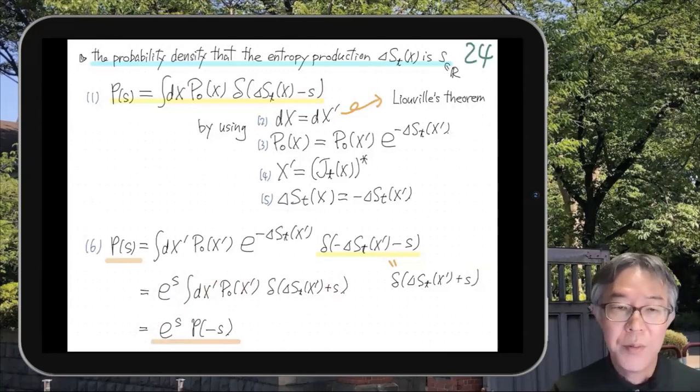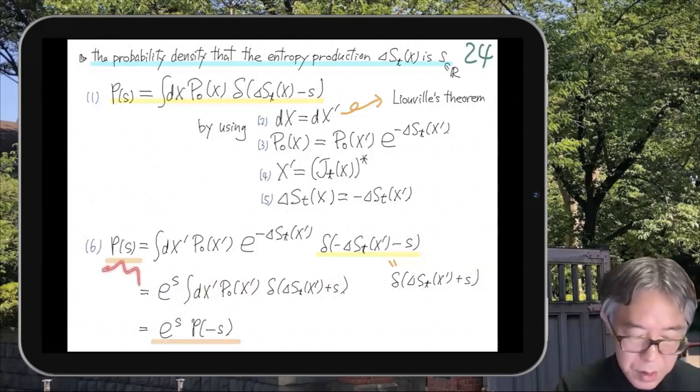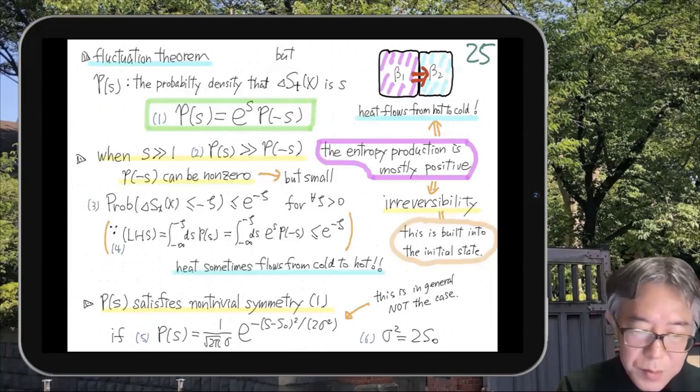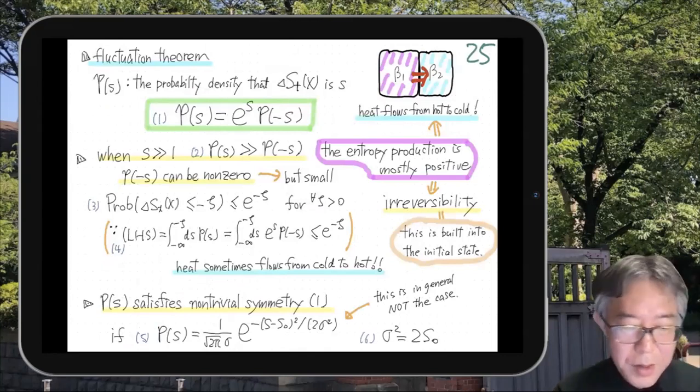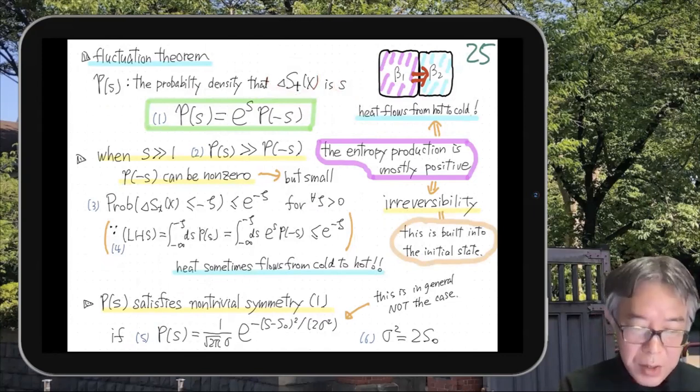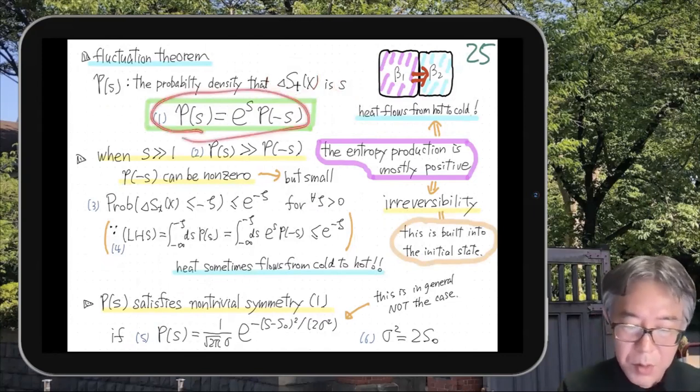Well, very simple derivation, but a very interesting, simple, beautiful relation. This is called the fluctuation theorem. So P_S is the probability density that the entropy production is equal to a real number S, and it satisfies this symmetry. What does it mean?